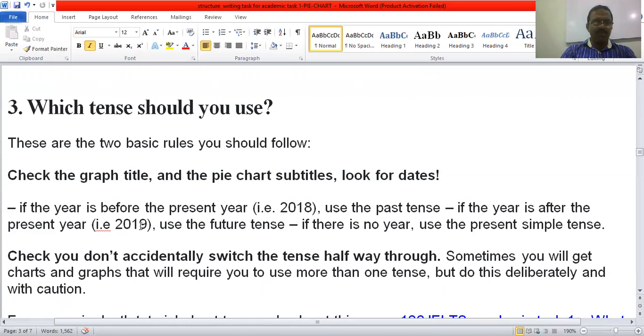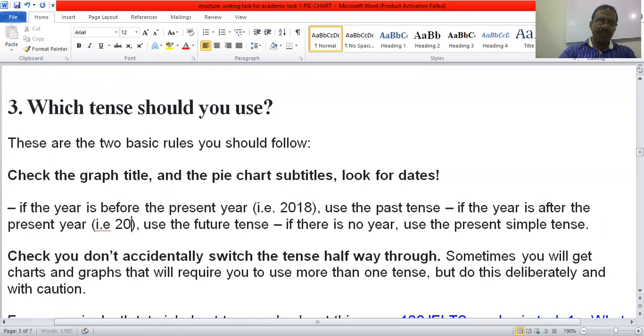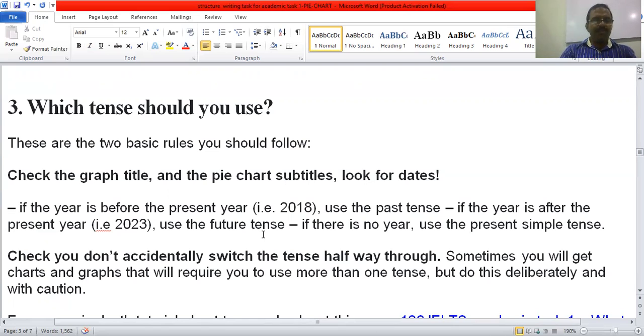Right now, this is 2021. So if it is 2023, it means this is the future, so use the future tense. If there is no year, use the present simple tense. If the time is not mentioned, you will use the present simple tense. We can say that the prices are increased, the prices are decreased. So this is present simple.